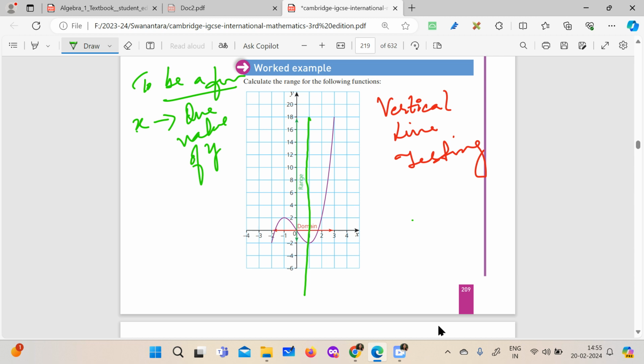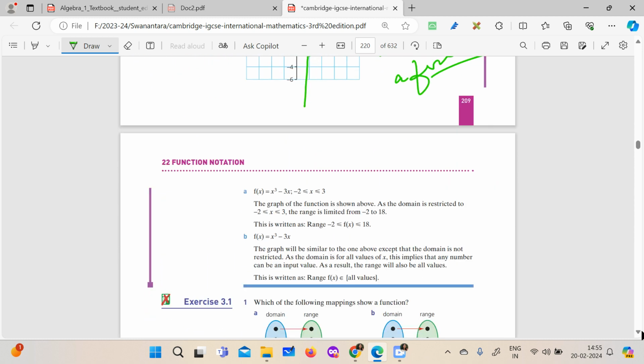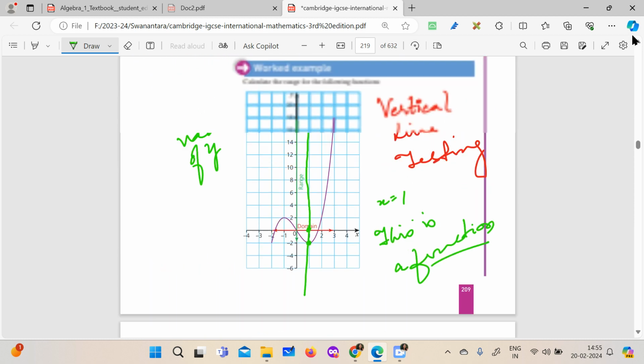Okay, so now when I do this vertical line testing, what happens? See, this vertical line is intersecting at one point only, that refers to the value of x, right? So here you can say that x is equal to 1, at this point. Since it is intersecting just at one point, I can say that this is a function. Is this clear to you? Yes. So this is not the only type of graph. You can have many types of graph.